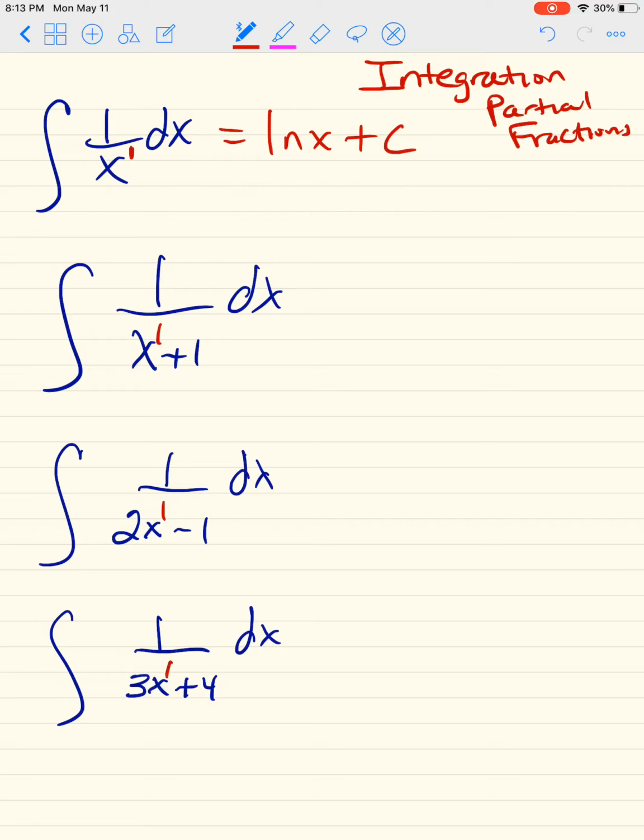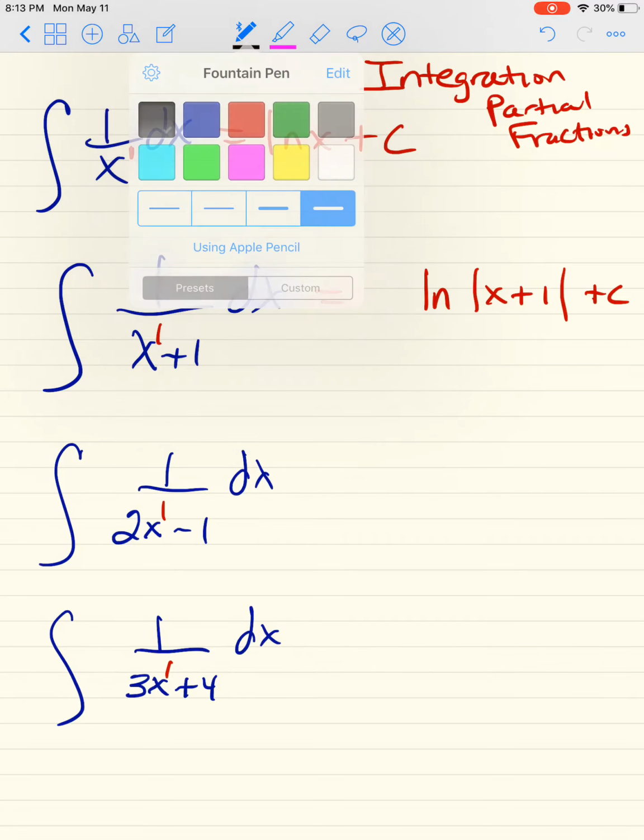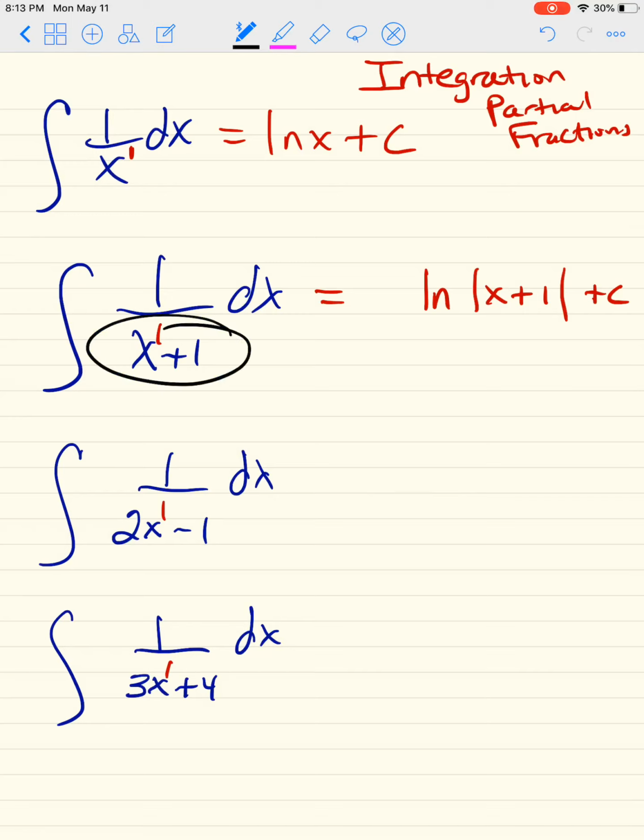So over here, most teachers will teach you a u sub, but all you have to do if it's x to the first is just take the natural log of x plus 1, in this case, plus c, and whatever the derivative is of this guy, you're going to divide by it. Well, the derivative of x plus 1 is just 1, so it's 1 over 1.